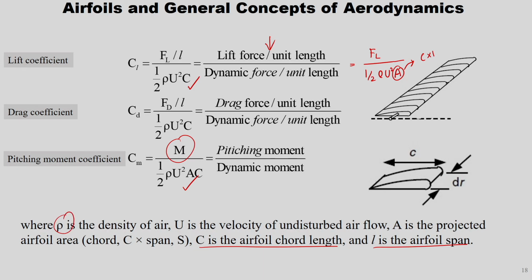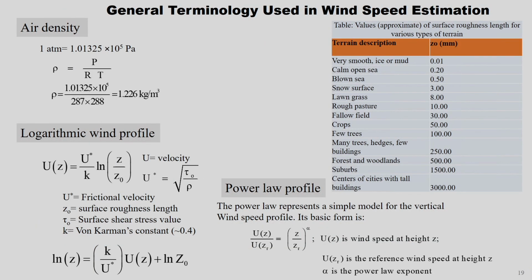And rho is the density of air, u is the velocity of undisturbed airflow or free stream velocity. I have already told you some authors use u in reference, the manual uses u, and in Sukhatme's book it is represented as V infinity. Both represent the free stream velocity. A is the projected airfoil area which is chord into span, C is the airfoil chord length and L is the airfoil span. And then the general terminology used in wind speed estimation.